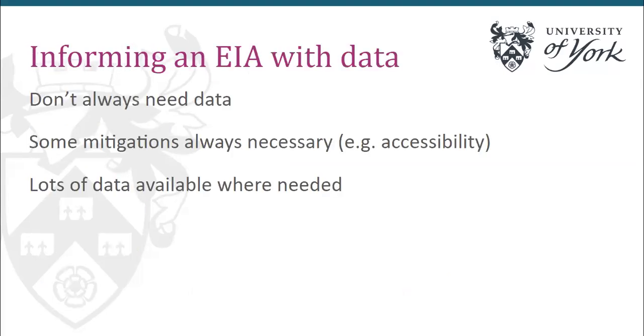In informing an EIA with data, we don't always need data. For example, we know some people have disabilities, and we may not need to quantify how many disabled staff or students we have to know that we need to consider accessibility when creating new toilet and changing facilities, or when we are designing new buildings. When we do need data to understand how many people we have with particular characteristics, there are a number of places we can get this from.